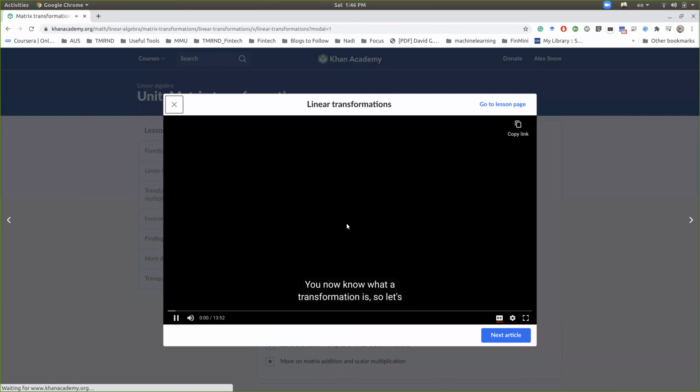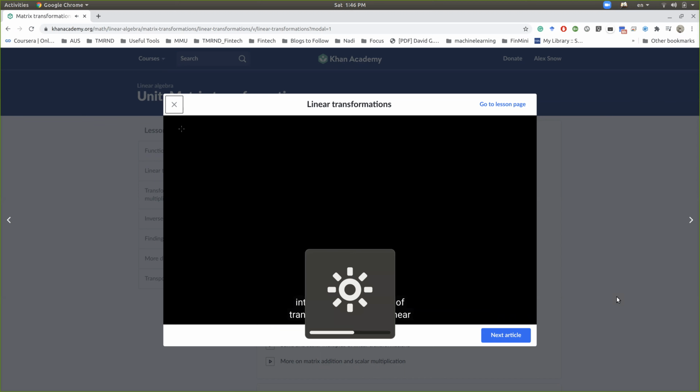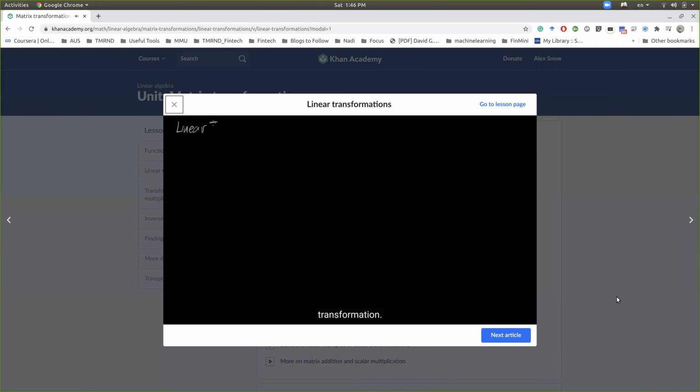You now know what a transformation is, so let's introduce a special kind of transformation called a linear transformation. It only makes sense that we have something called a linear transformation because we're studying linear algebra. We already had linear combinations, so we might as well have a linear transformation.